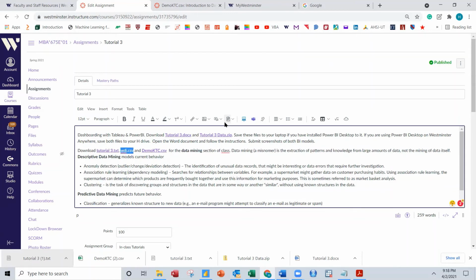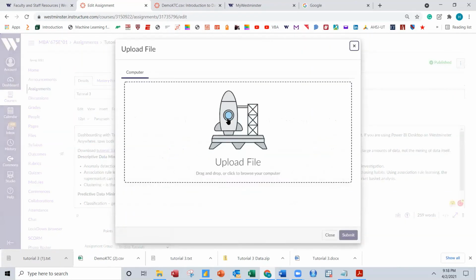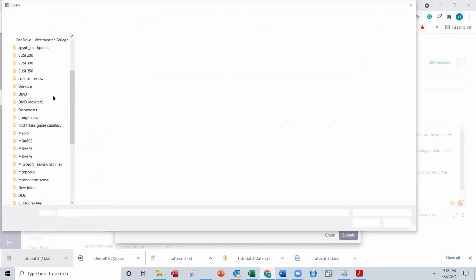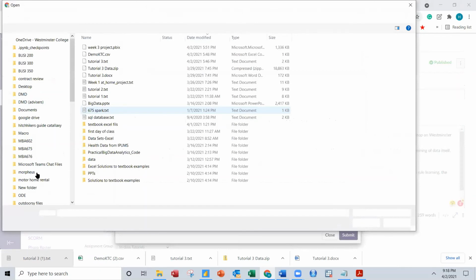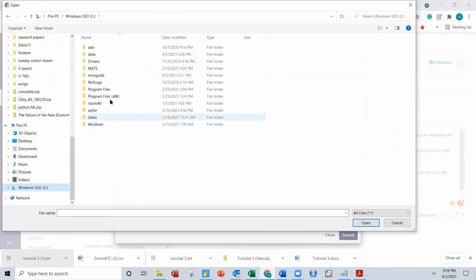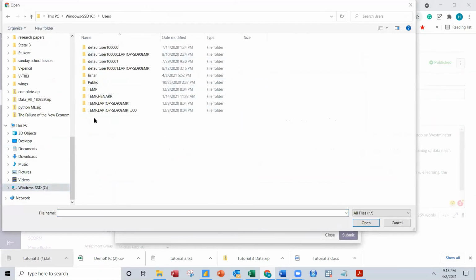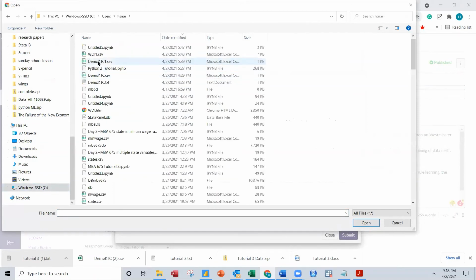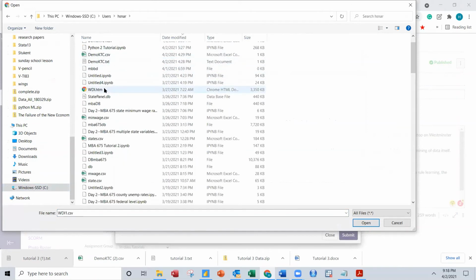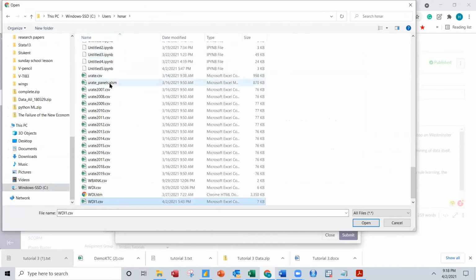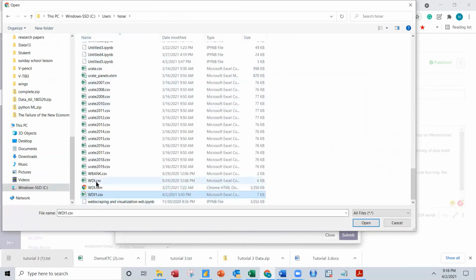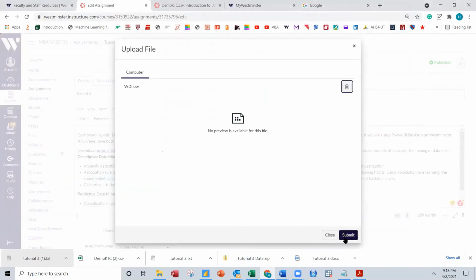So let me fix this. This won't take long. So, Hal, for tutorial 3, I'm just now looking at it. The assignment is to do both the Python piece and the Power BI? Because I think I only uploaded screenshots for the Power BI. Hang on one second.